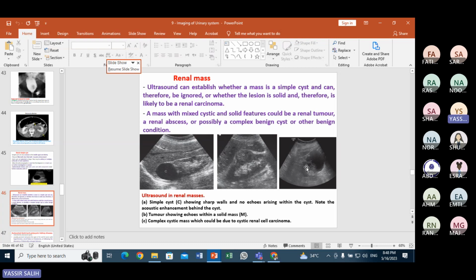Ultrasound helps us differentiate the nature of the lesion. Is it totally cystic, totally solid, or mixed between solid and cystic? If we have a mixed cystic and solid lesion, it could be a renal tumor, benign or malignant, a renal mass, or an abscess.